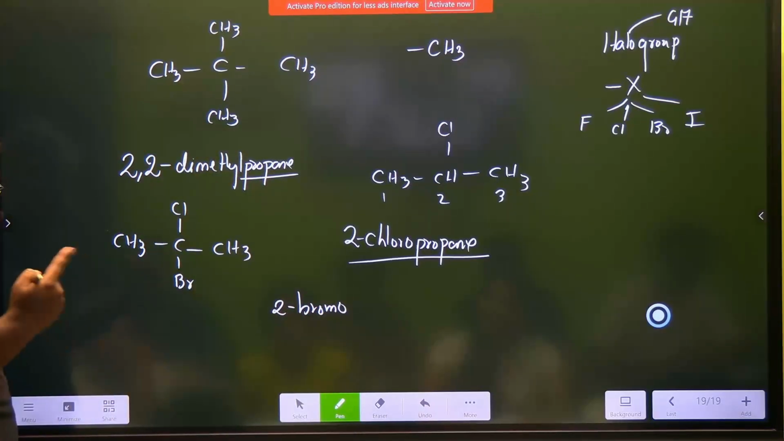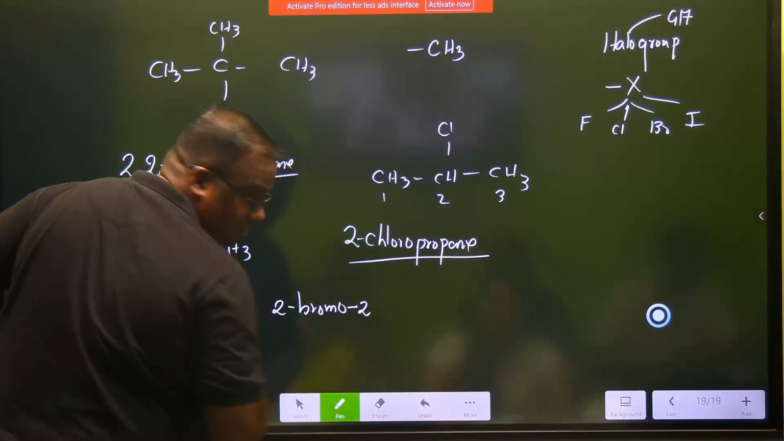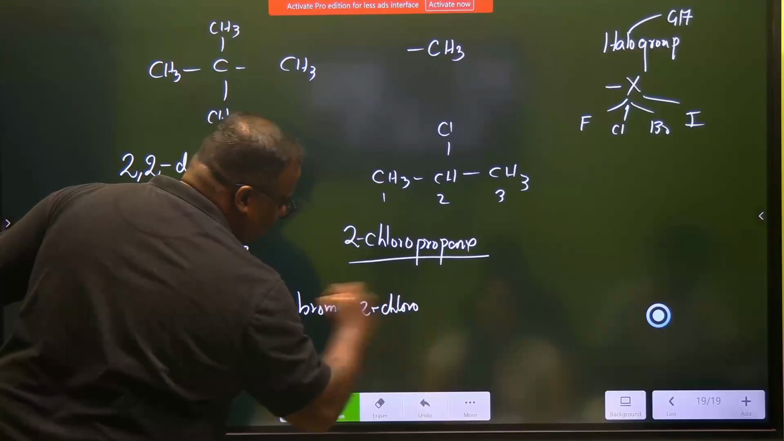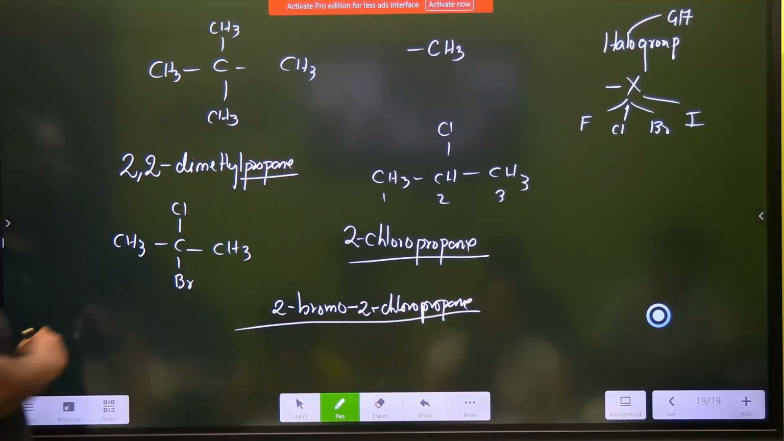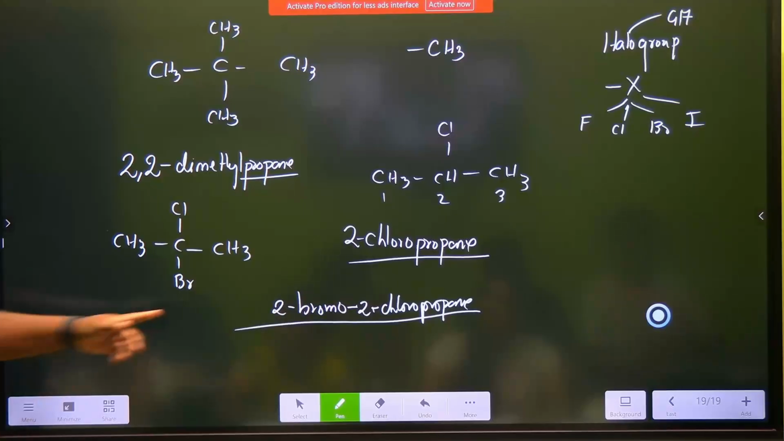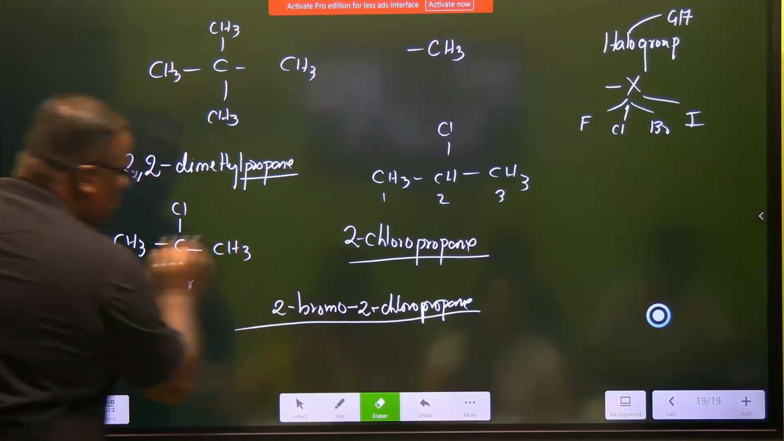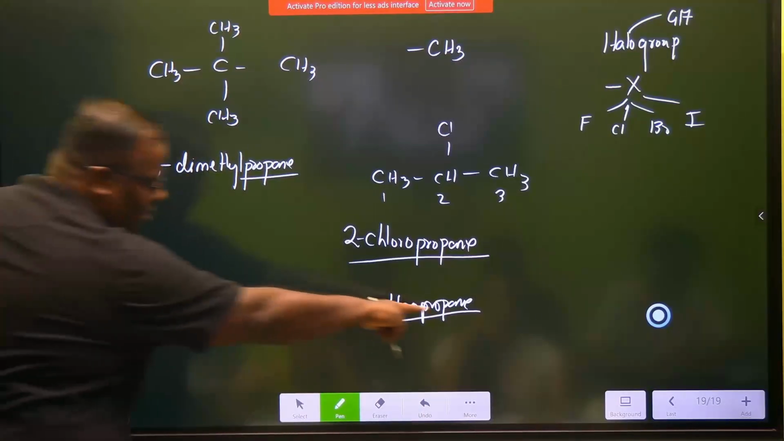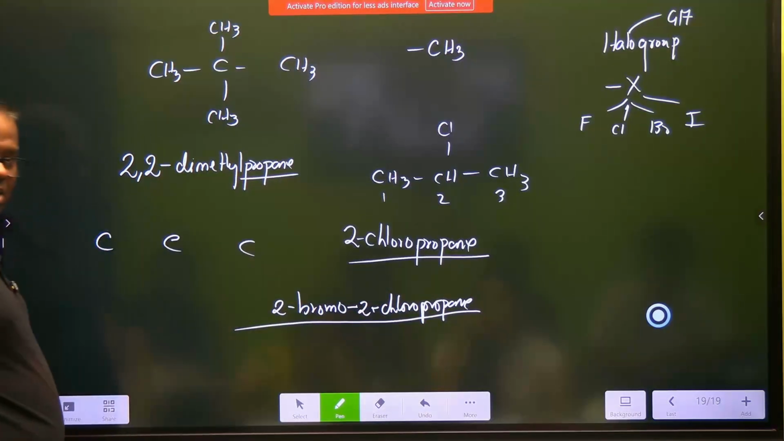Between alphabet and number, it is always a hyphen. 2-bromo-2-chloropropane. Now suppose this structure is not given to me. This name is given to me. What is the alkane? Propane. One, two, three, propane done.